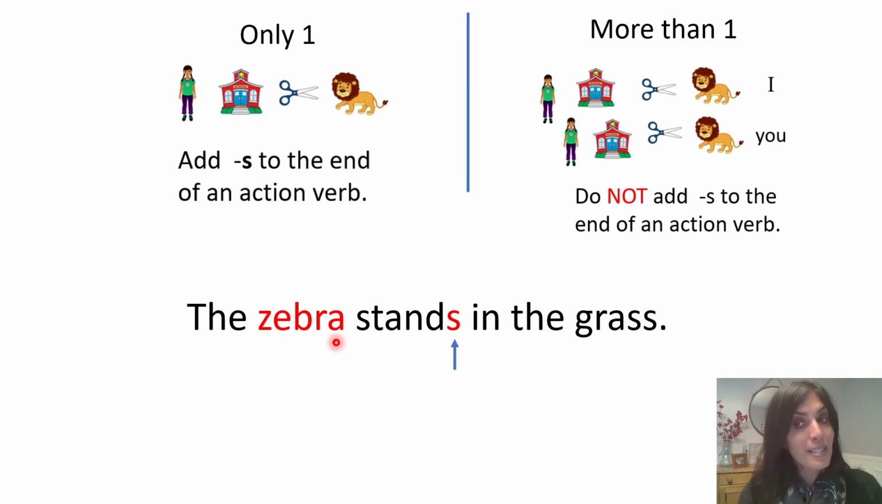I hope you were thinking that I was going to add an S to the end of the action verb stand to now say stands. Read the sentence with me. Ready? 1, 2, 3. The zebra stands in the grass. One zebra stands. My subject and verb agree.